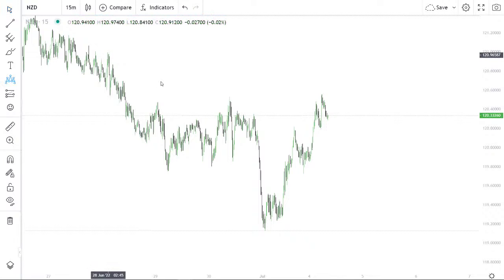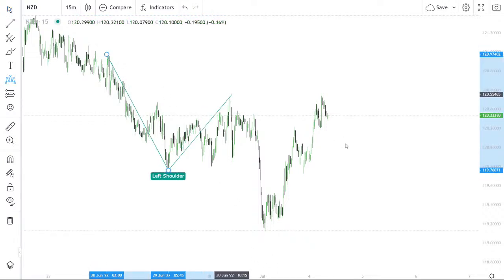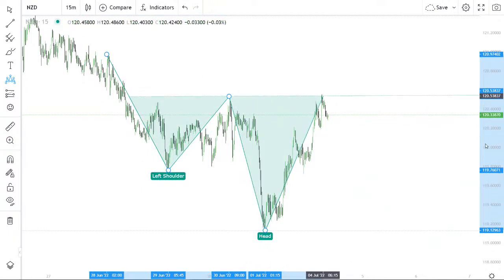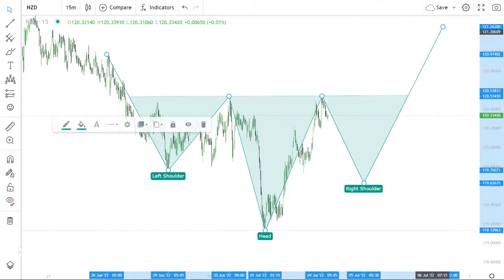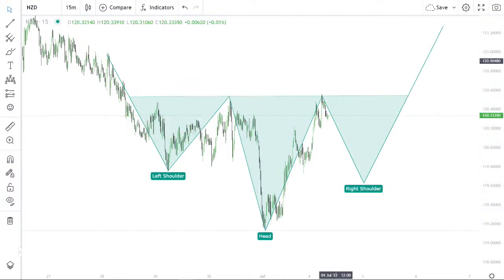So they have this left shoulder, they have the head, they have the shoulder there. Okay, they're expecting it to do something like that. This is what I'm seeing.